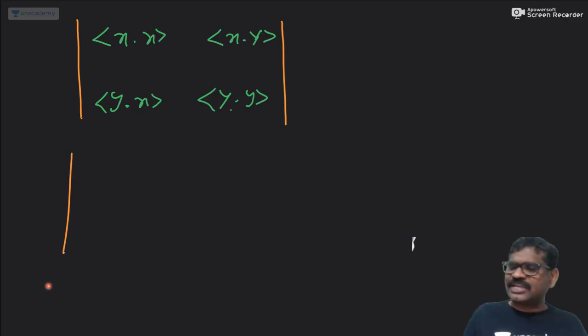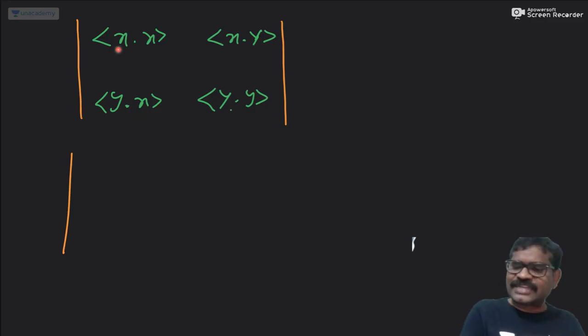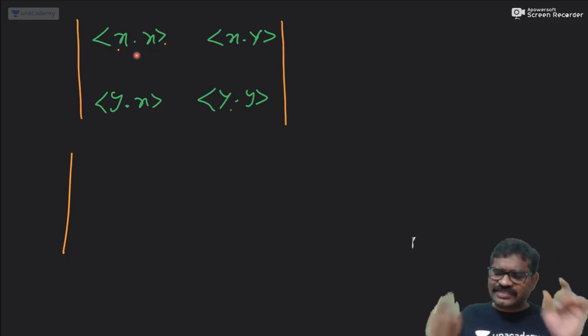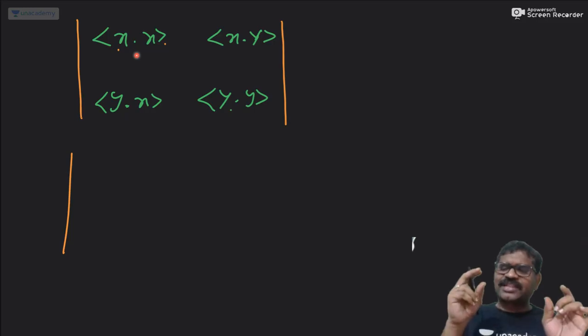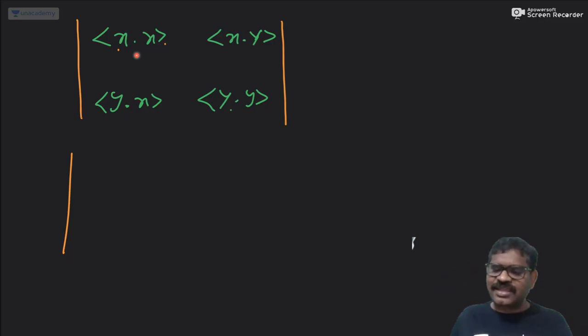Determinant. I am just using the definition. x dot x: x is one vector and the other x is another vector, the dot product between two vectors x and x. x and x are the same vectors, right? That's why I am writing the definition of dot product.